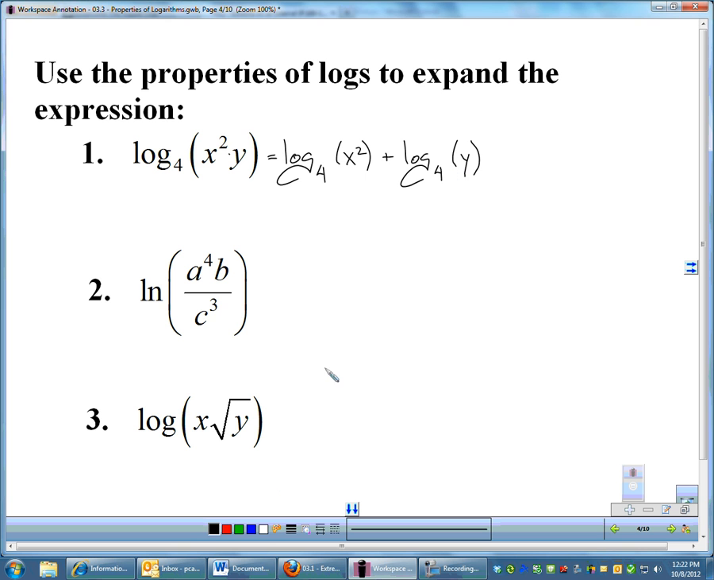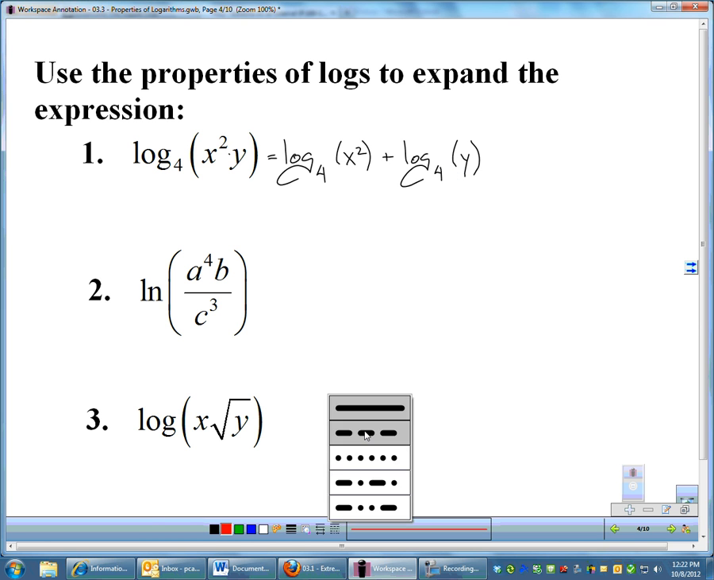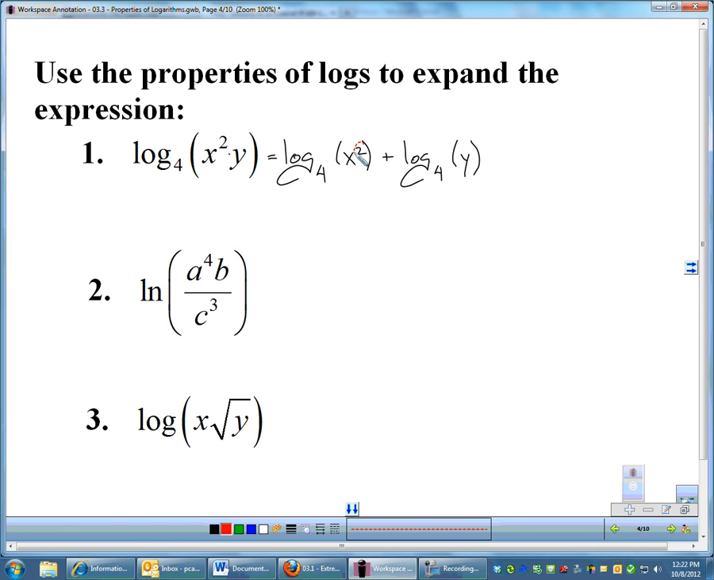I did split it up into addition, but then the last thing I want to do is I see an exponent. I want to pull this exponent down in front of the log. Instead of log base 4 of x squared, I'm going to write it as 2 log base 4 of x plus log base 4 of y.